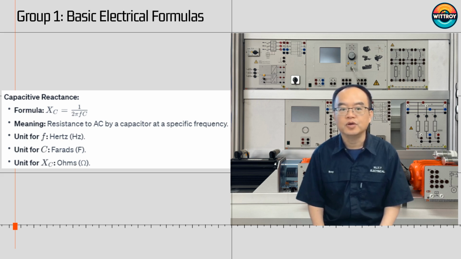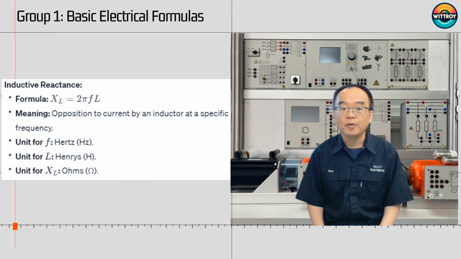Additionally, capacitors block DC from passing through because their reactance becomes infinitely large at zero frequency, DC. In DC circuits, capacitors are often used as filters to smooth out voltage variations or to store temporary energy during charging.